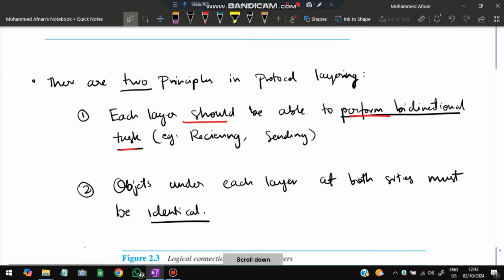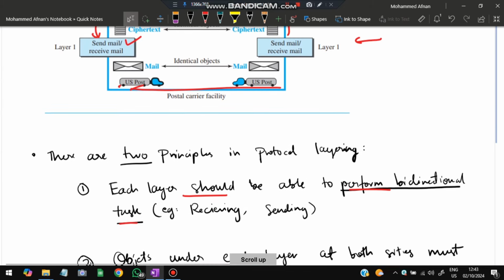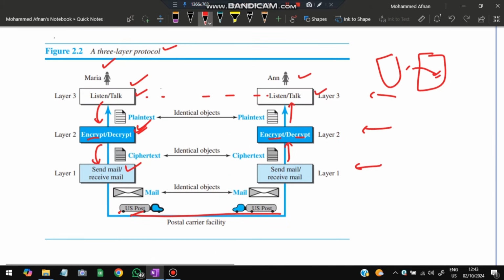Okay, and the second one is that objects in each layer at both sides must be identical. That means at the top layer, there should be only listening and talking. It should not be like listening and talking here, and here it is sending mail. That will cause a conflict, right? So it should have the same thing here, the step by step process. First, draft the mail, then encrypt it, then send the mail. After sending, first receive the mail before decrypting it, because you cannot decrypt unless you receive the mail, and you cannot check the mail unless you decrypt the mail. So it should be like an order, a proper sequence of steps to be followed in both directions. Okay, that is the second principle.